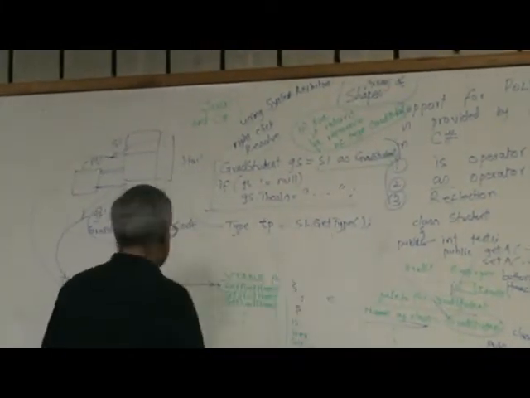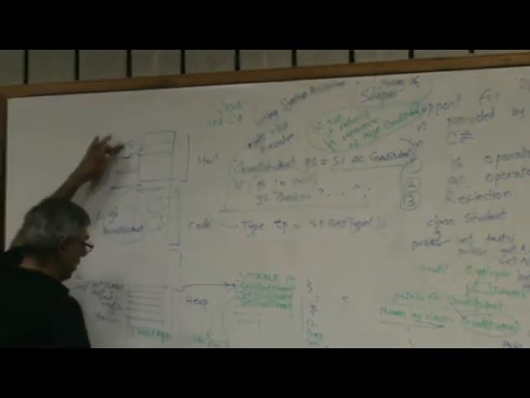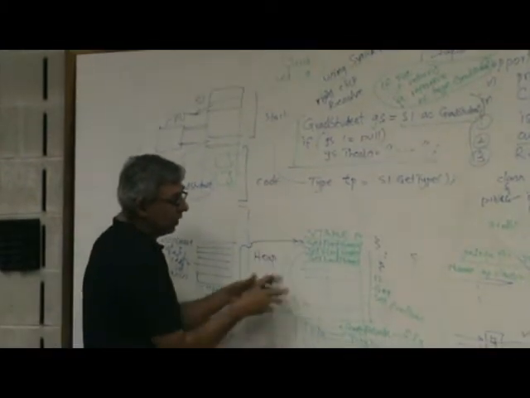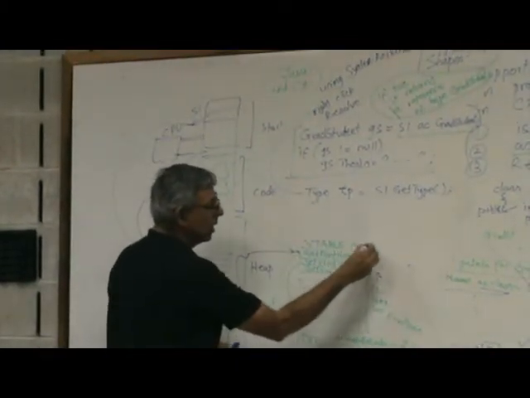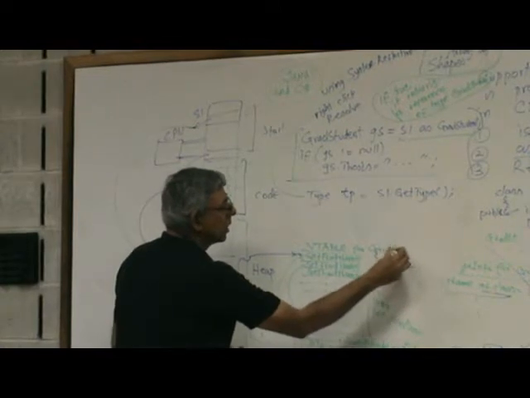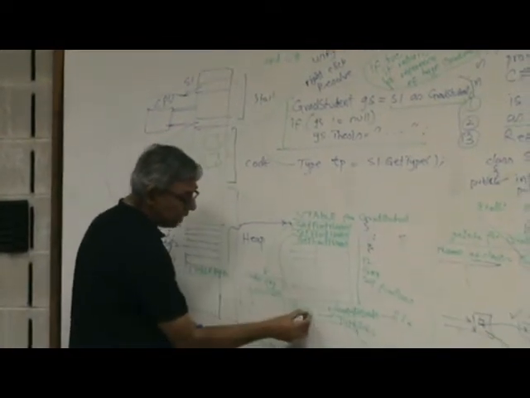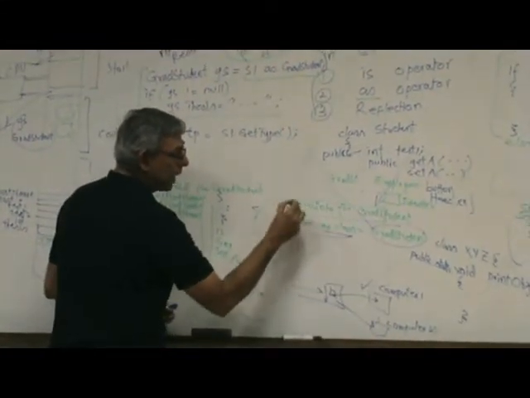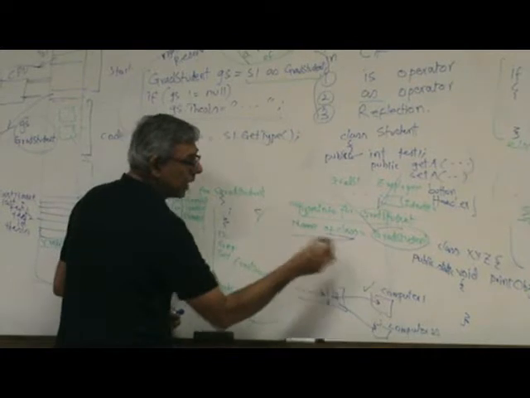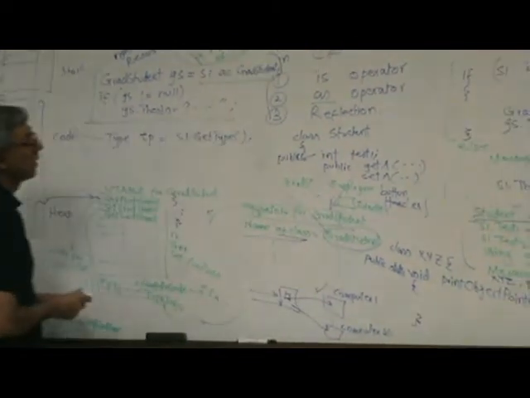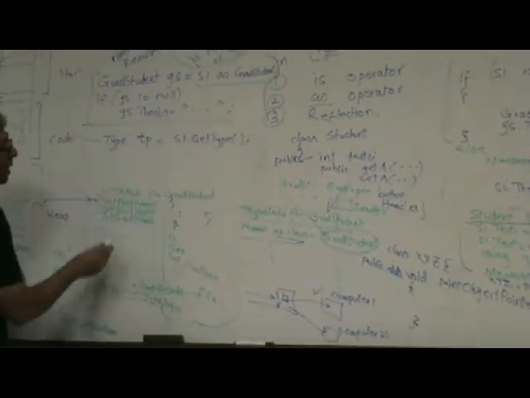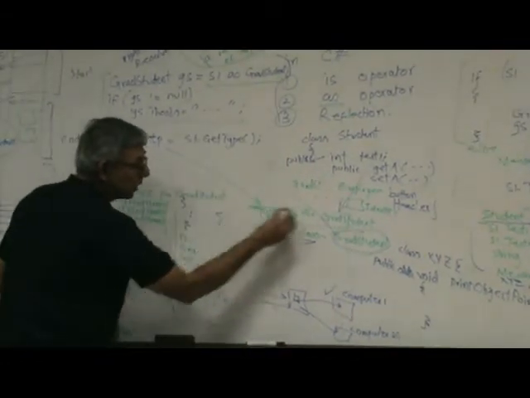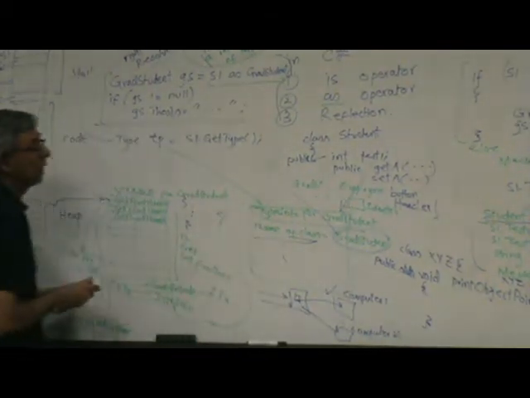So what will it do? Once again, it will start from S1, go to the vtable pointer, correct? We'll go to the vtable for grad student, then go to the type info pointer. And this was the type info for grad student, if you recall. GetType will basically make this TP point to this whole table, the type info table.